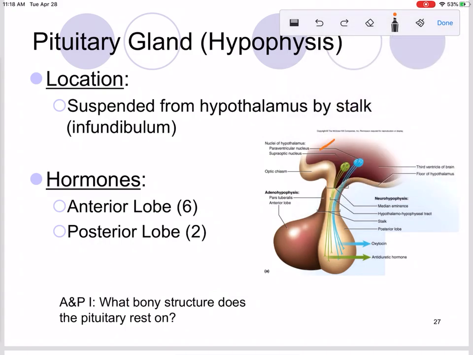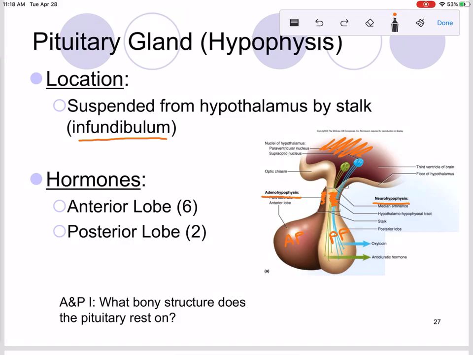Okay, so as we said, we have the pituitary glands that hang down from the hypothalamus. The hypothalamus is up here, and hanging down from it, yes, they do kind of resemble testes, would be the anterior pituitary gland and posterior pituitary gland. Other names for these would be the adenohypophysis, another name for the anterior pituitary gland, and the neurohypophysis, another name for the posterior pituitary gland. The stalk that connects the two is called the infundibulum.